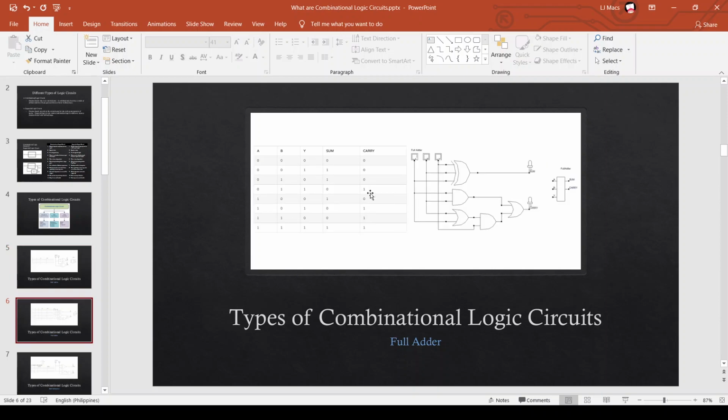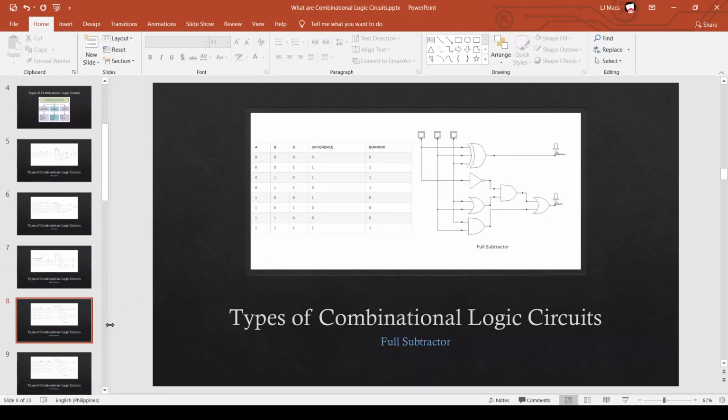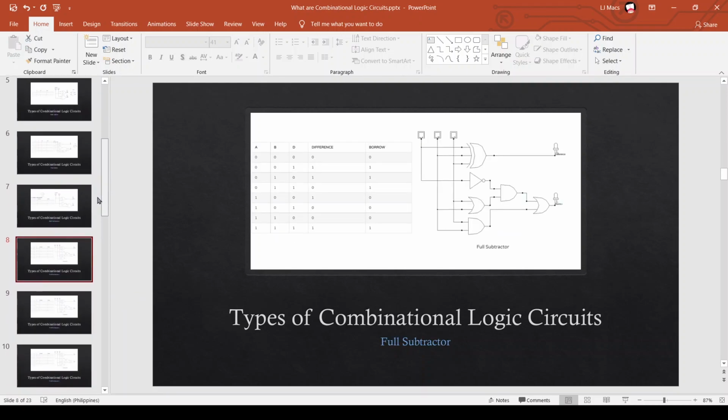For the full adder, here we have 3 inputs and we also have sum and carry. It's almost the same, but the difference is we have 3 inputs here and our carry is included. You will see later when we use the multiplier circuit.